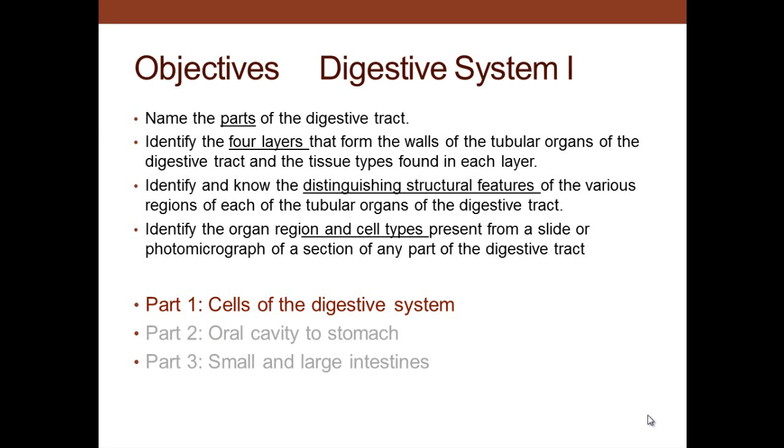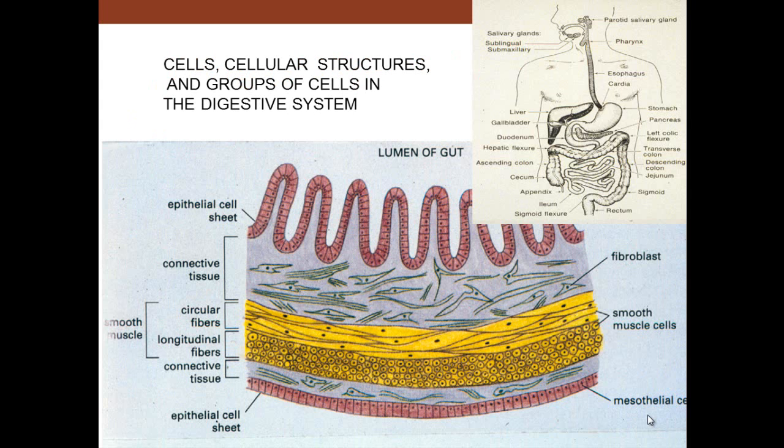But throughout digestive system 1, we want to talk about the parts of the digestive tract, the four layers in the wall of the tube of the digestive tract, to identify the distinguishing structural features in various regions of the digestive tract, and to identify organ, region, and cell types throughout the digestive tract, whether we're looking at photomicrographs or the images that we see in the electron microscopic view or the light microscopic view.